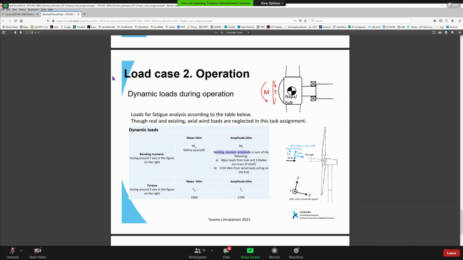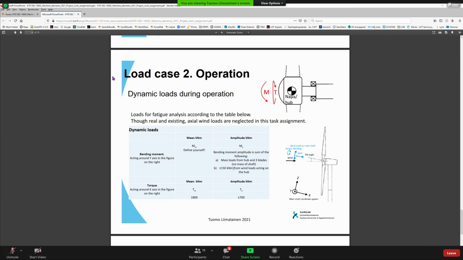The sum of the masses of the components, hub and the blades, of course. And remember, now when it's operating, you already have 3 blades attached. Mass of the shaft you can neglect. Plus, you will have plus minus 150 kilonewton meters from the wind that is acting on the hub. That is also bending the main shaft. And these two, as a combination, will provide the amplitude for the bending.